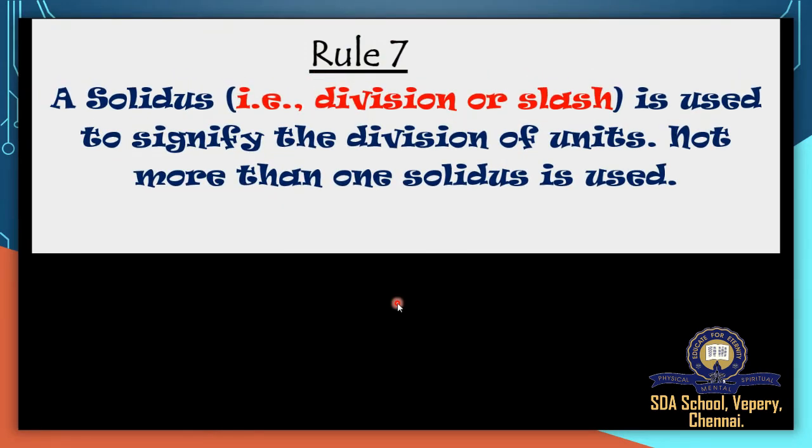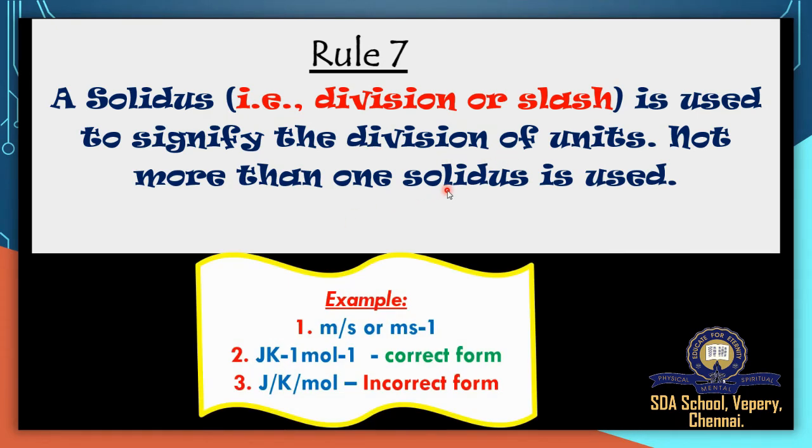Solidus. Solidus is nothing but a division slash, used to signify the division of units. Not more than one solidus is used. For example, here in the first example, this is actually a correct form, meter per second. It can be written as meter per second, s power minus 1. This is the correct form.